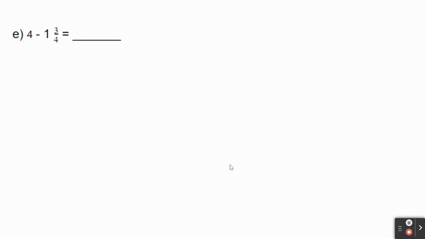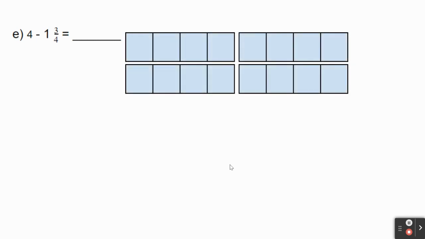Here we have 4 minus 1 and 3/4. So we'll start by drawing 4 wholes all completely shaded. Well, remember, we have to start by adding and subtracting the fractions. Well, in this first number, there are no fractions. There are 0/4. So we are going to have to rewrite 4 so that we have a fraction next to it.